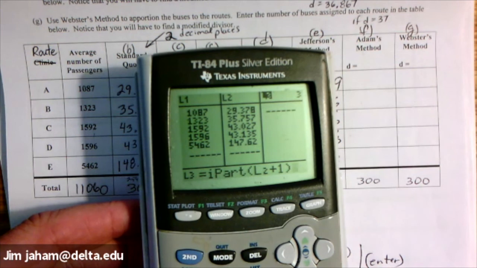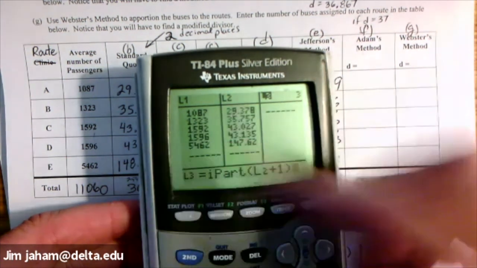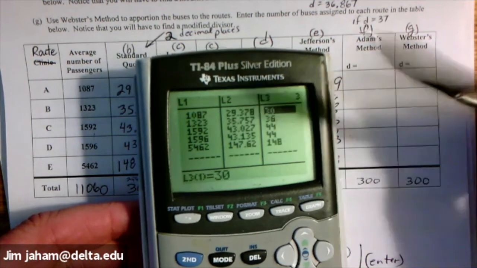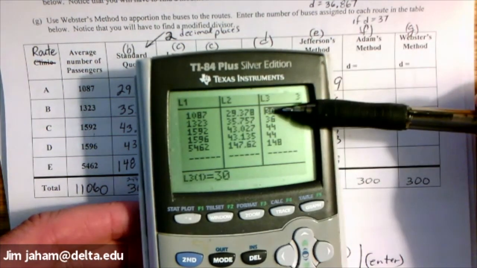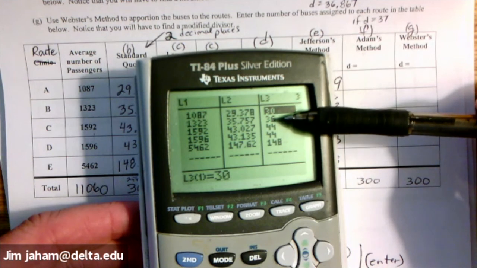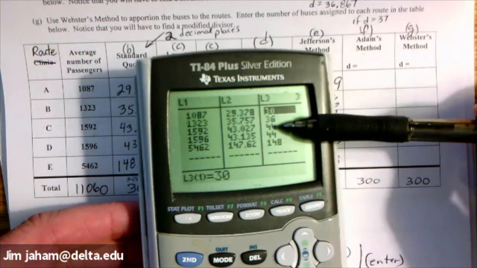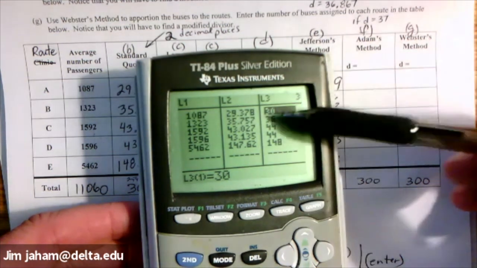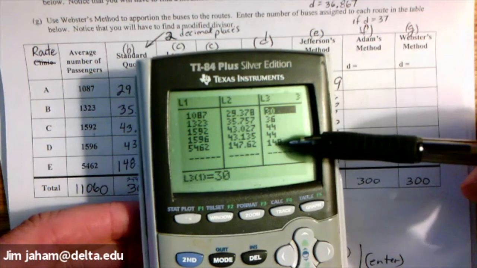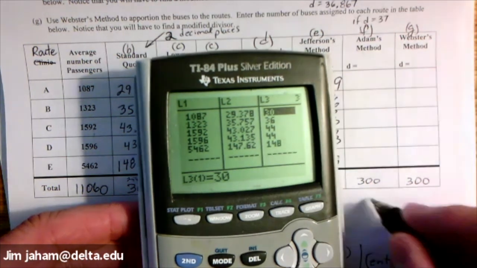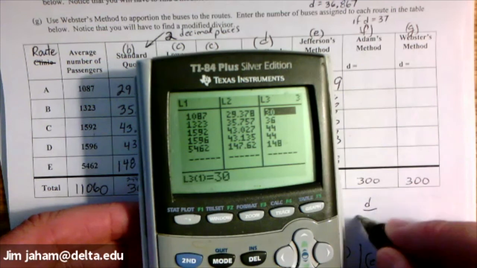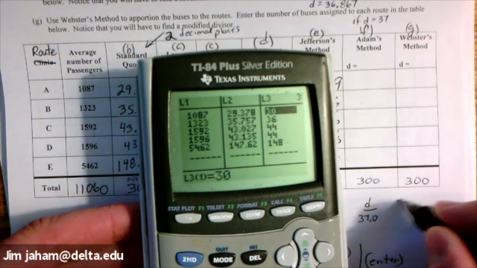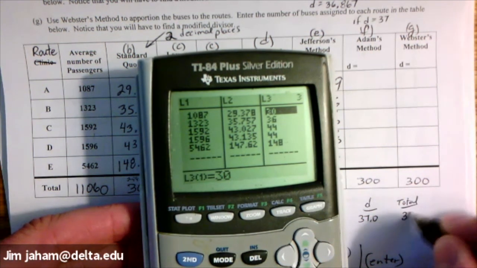So notice that if you add 1 to all these numbers here and then take the integer part, it would be the same thing as rounding up. So 29 point some change goes up to 30, 35 and change goes up to 36, 43 and change goes up to 44, and so on. If you add these numbers together, 10, 22, I'm at 302. All right, so when D was equal to 37.0, I got the total to be 302.